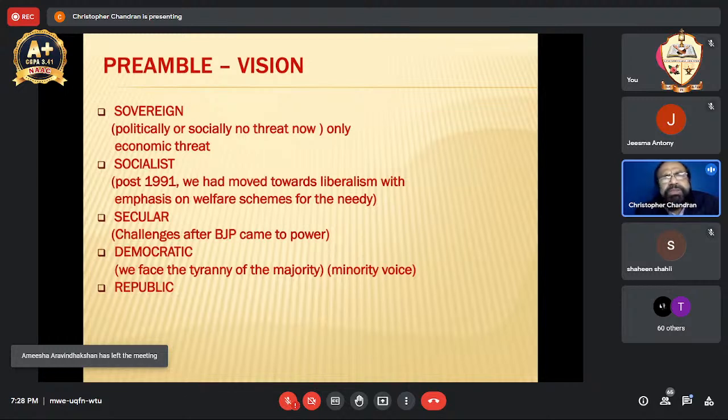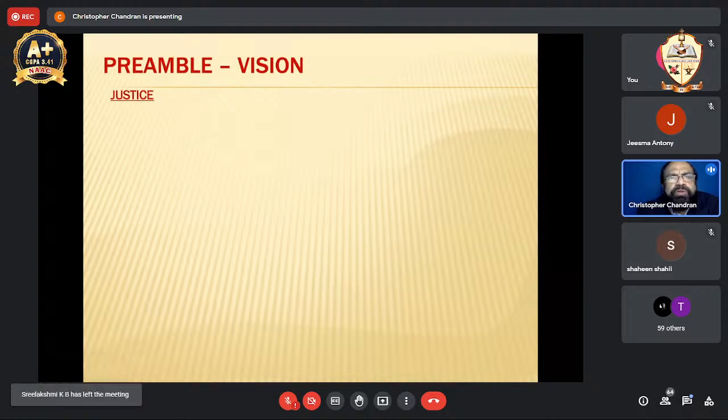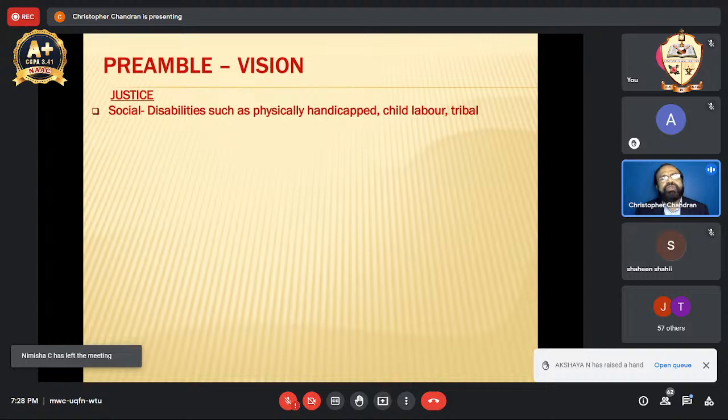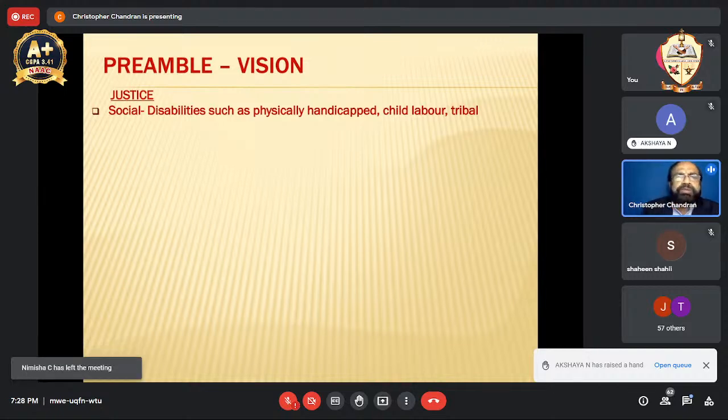Okay. Republic, we have no problems. The President of India is the first man of the nation. Then we move on to the main part of the preamble, where it talks about trying to achieve justice. Justice at the social level. Social justice is a very, very big topic. We have tried to abolish, Article 17 tries to abolish the Varna system that divided people by birth.